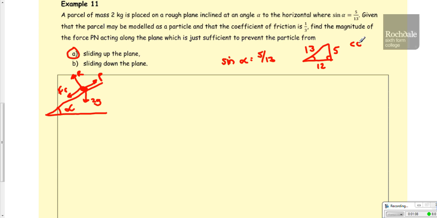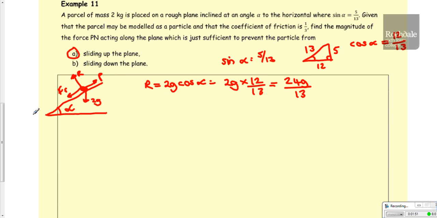So we know, therefore, that cos of alpha, which we know we might need in this question, adjacent over hypotenuse, is 12 over 13. So let's start by looking perpendicular to the plane. So we can see that we have R acting upwards, and downwards we'll have 2G, and remember this angle to the vertical, between the vertical and the perpendicular, will be alpha. So it'll be 2G cos alpha. And we know cos alpha is 12 over 13, so it's 2G multiplied by 12 over 13, which works out to be 24G over 13. I'll leave that exact for the time being.